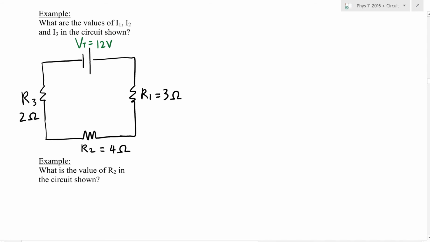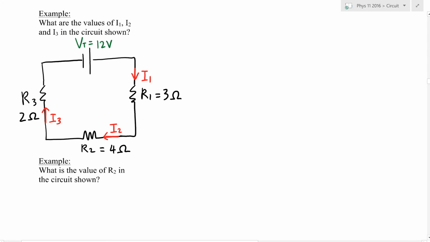Now, the question says, what are the values of I1, I2, and I3 in the circuit below? So I1, I2, and I3 are the current going through R1, which is called I1, the current going through R2, which is called I2, and the current going through R3, which is called I3. So we want to know the current.